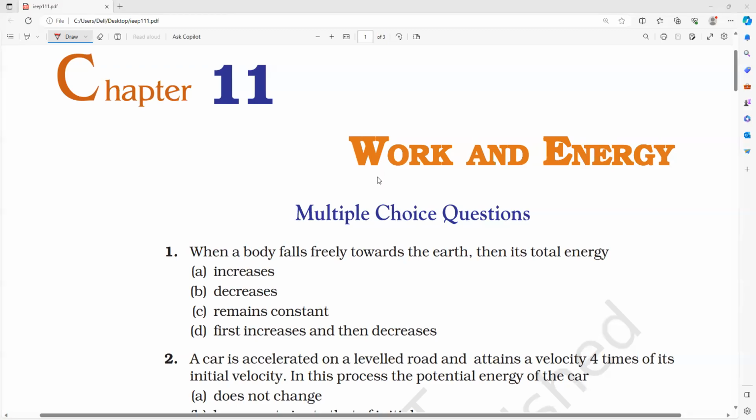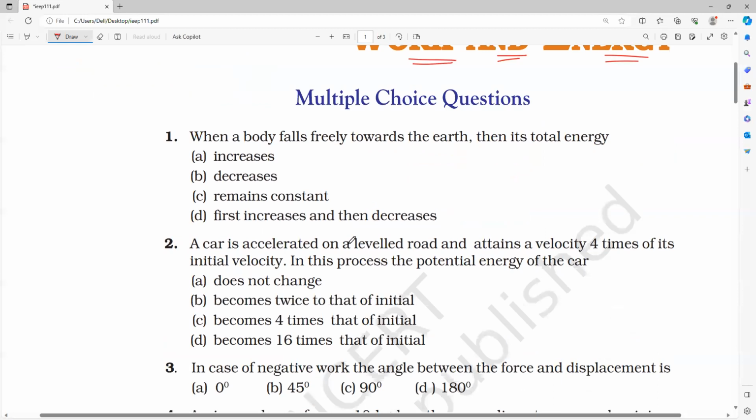So work and energy, we have completely finished it, up to power, all the concepts. The exercise you have to go through and read. Now let us come to the MCQs of the exemplar sums.